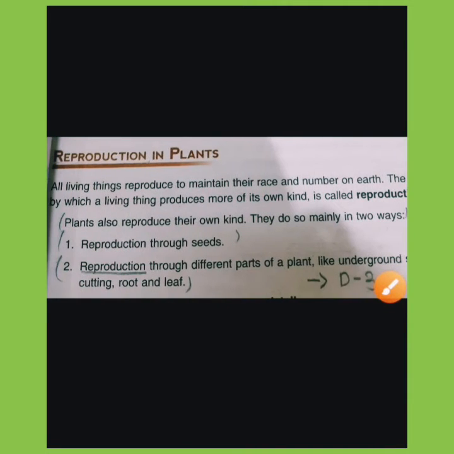Next you can see reproduction in plants. There are two ways of reproduction in plants: reproduction through seeds, and reproduction through different parts of a plant like underground stem, root, stem cutting, leaf, like that. Now one by one we will see these two different ways by which plants reproduce.